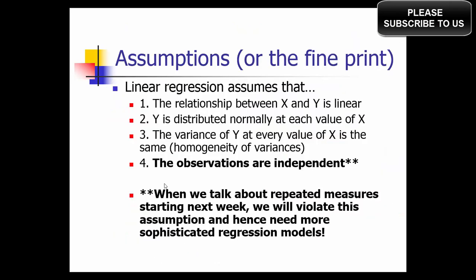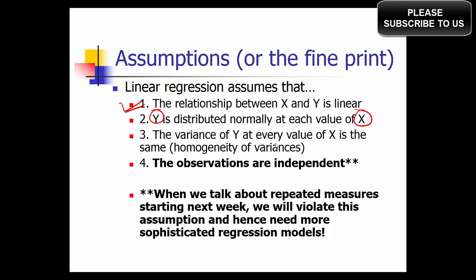Okay, there are many assumptions of linear regression. Linear regression assumes that the relationship between x and y is linear, which is of course as the definition suggests: y and x are linearly related. Y is distributed normally at each value of x. Okay, that's not a strict assumption, so to say. I mean, y and x need not be distributed normally, but a lot of the outcomes or results from linear regression cannot be explained if the assumption of normality is violated.